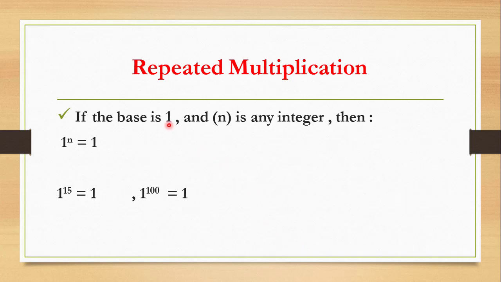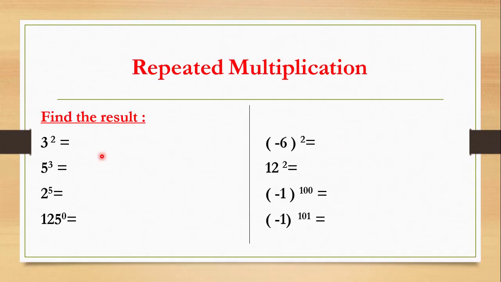If the base is 1, 1 to any power is 1. 1 to the power 15 is 1, 1 to the power 100 is 1, 1 to the power n also is 1. So 1 to any power is 1.